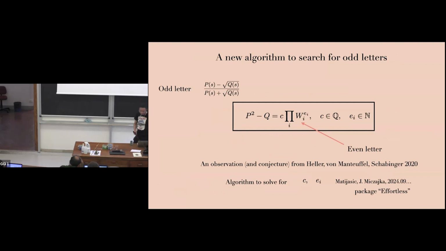So on the other hand, suppose you don't know P, but you know Q and you know the even letters, then possibly you can find the P. Okay, so that's the basic idea. But the thing is you don't know the constant, you don't know the power. If you just do a brute force search, that's impossible because there are so many even letters.